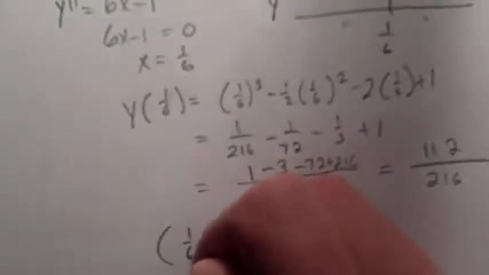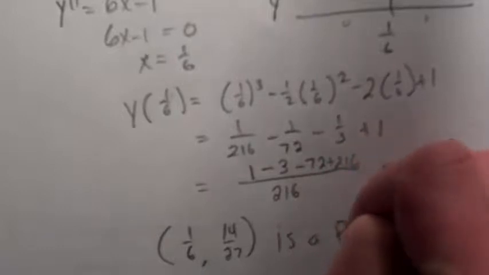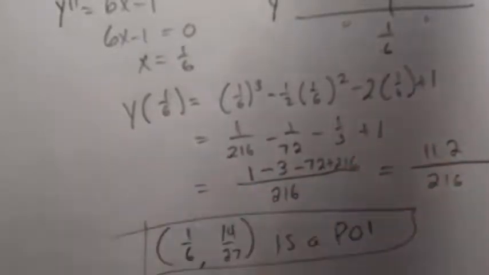The ordered pair would be 1/6 for x, 14/27 for y, and that would be a point of inflection, the one and only point of inflection for the graph of y. The calculus sentence you'd want to use would be, because when x is 1/6, y double prime changes sign.